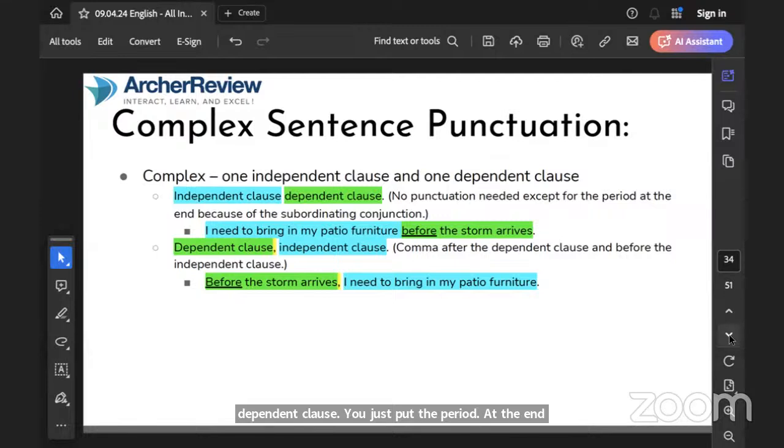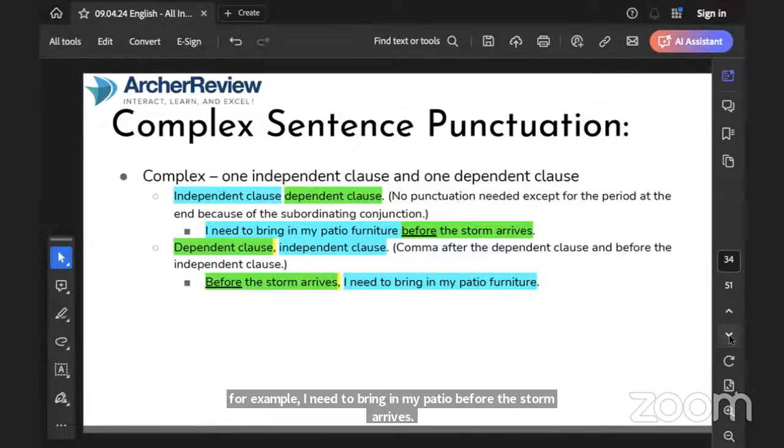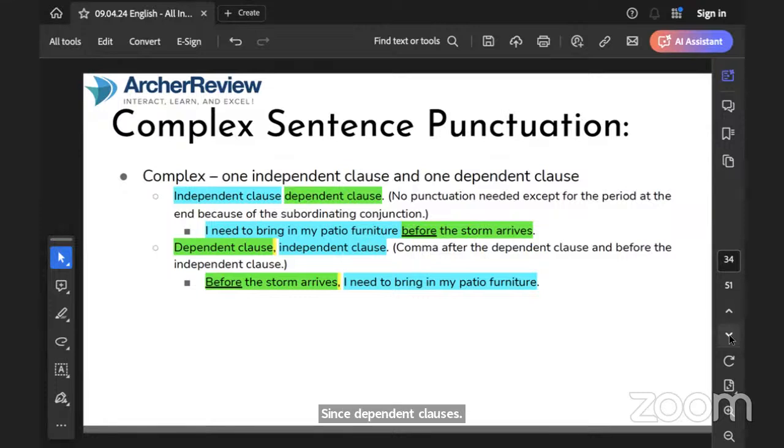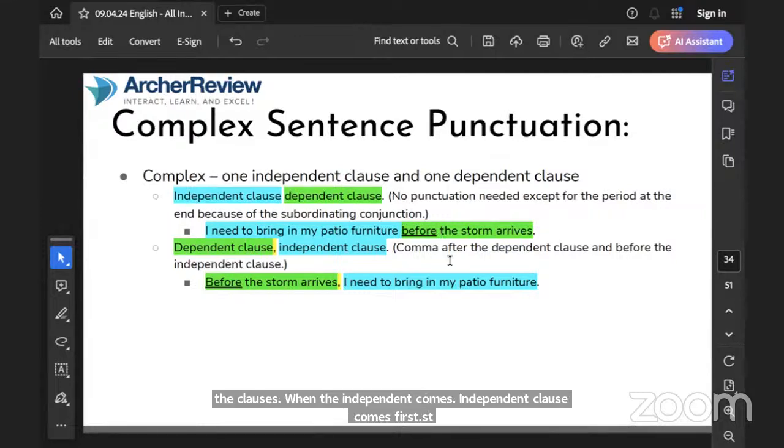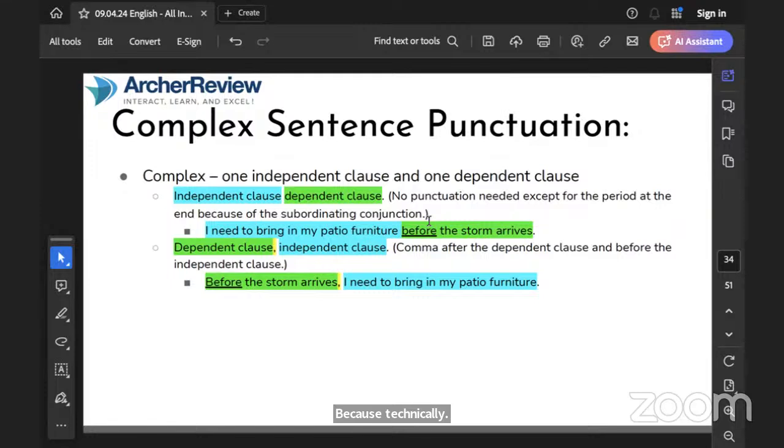So, for example, I need to bring in my patio furniture before the storm arrives. Since dependent clauses technically begin with what we call a subordinating conjunction, that's why you don't have to put the punctuation between the clauses when the independent clause comes first, because technically that subordinating conjunction right there is acting as the glue to hold them together.